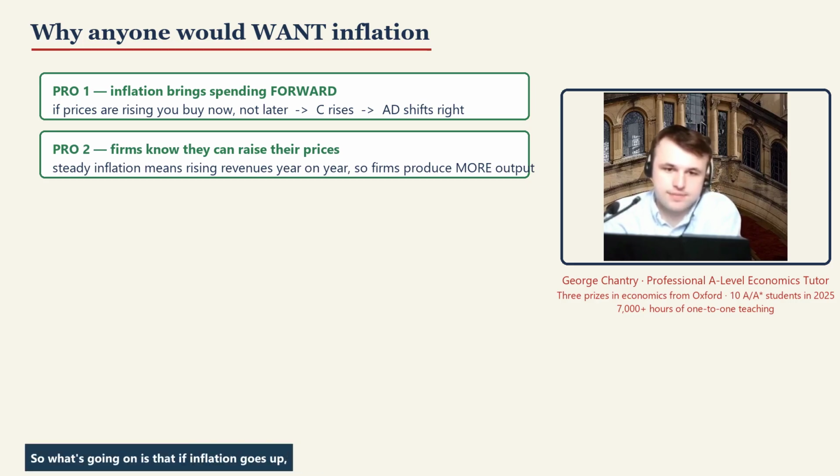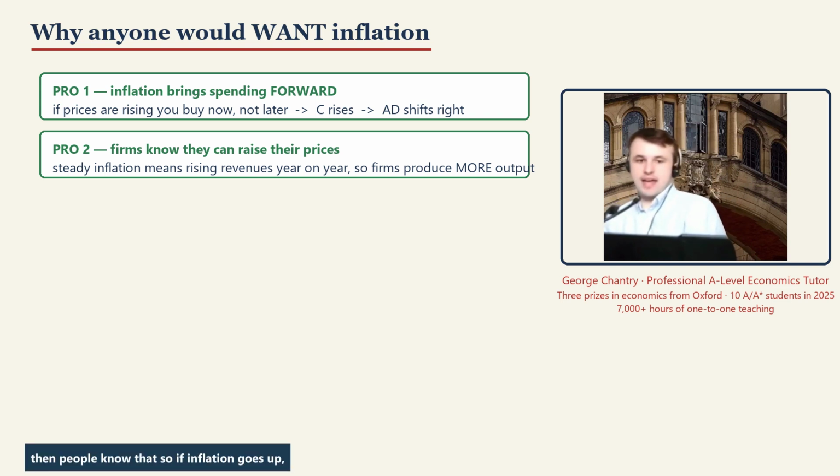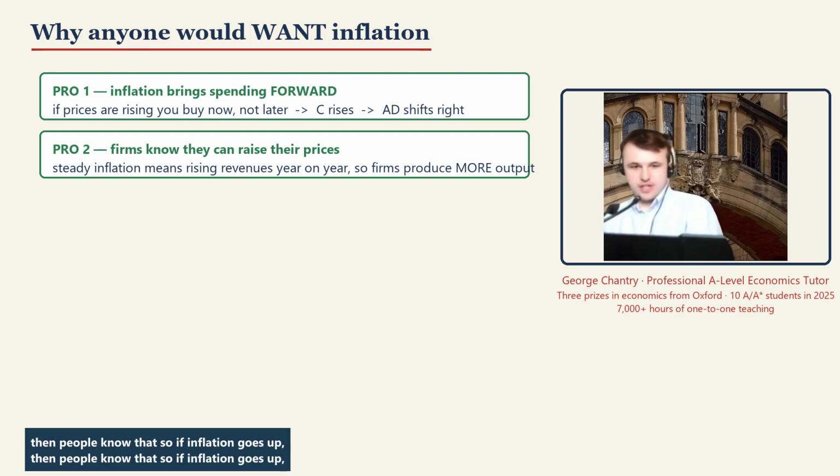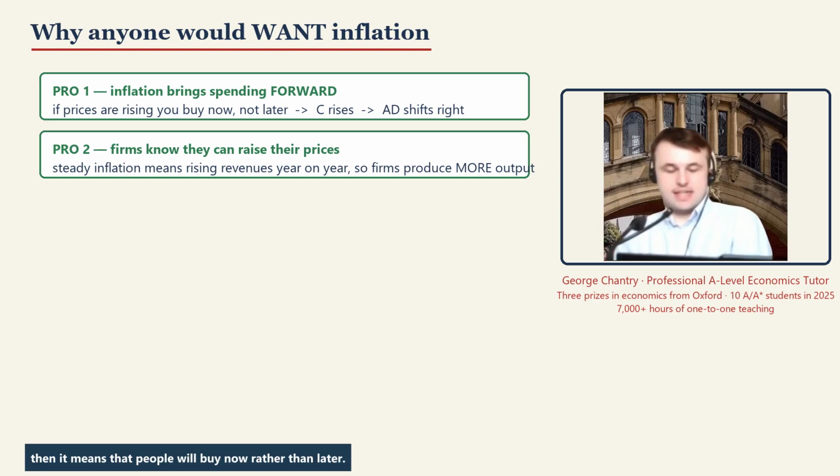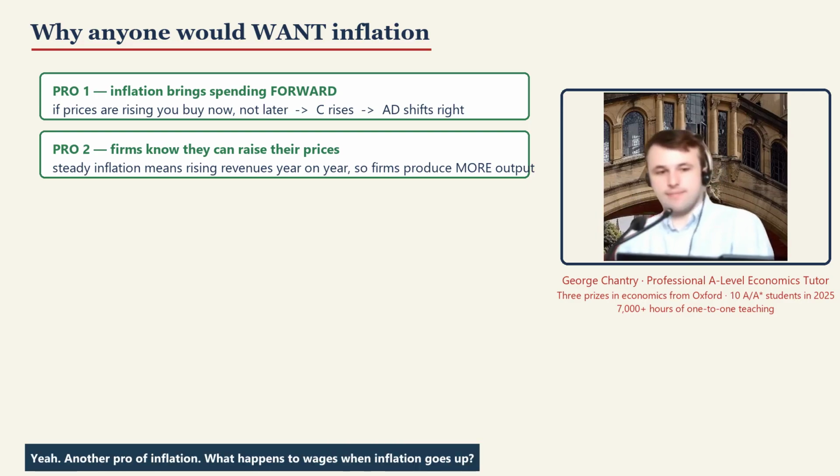Is that okay? So what's going on is that if inflation goes up, then people know that. So if inflation goes up, it means that people will buy now rather than later. So consumption goes up, so AD goes up. Yep. And then what happens to the macro objectives then? Yeah, yeah. Another pro of inflation.